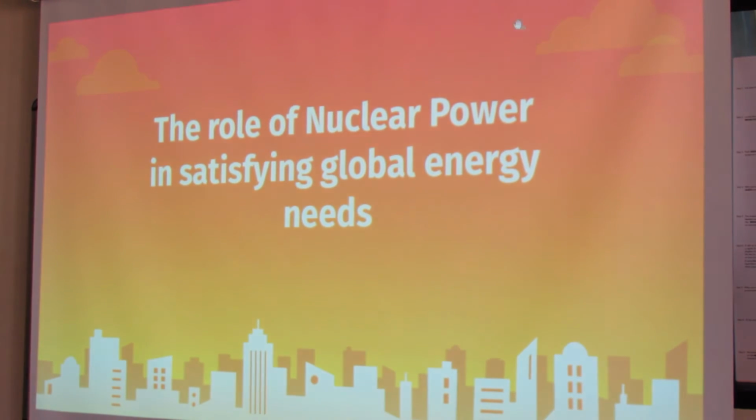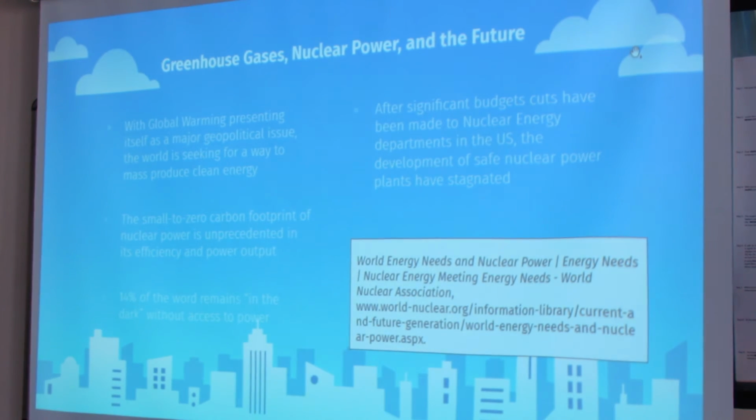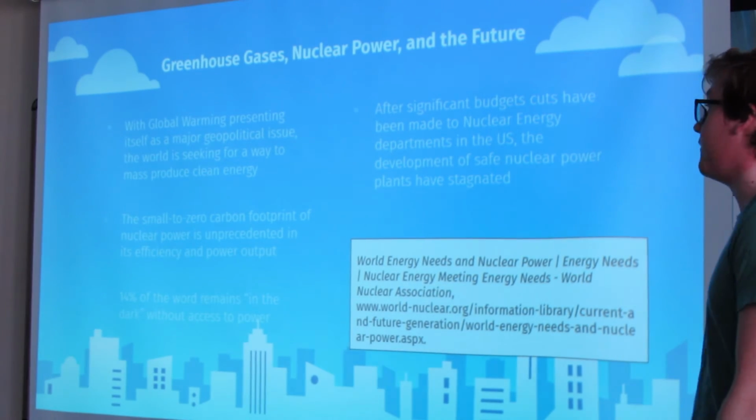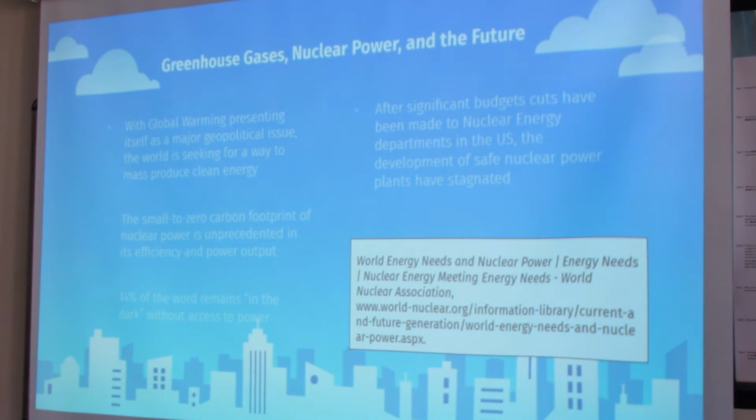And now we're going to talk a little bit about the role of nuclear power in satisfying energy needs. As you know, and as we mentioned earlier, global warming is a very pressing geopolitical issue. It affects everyone.